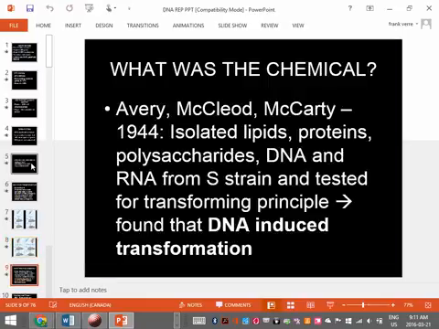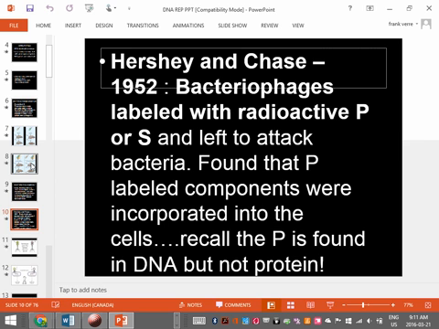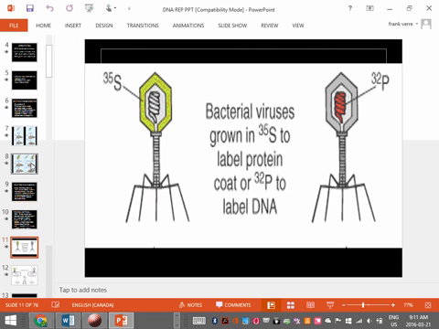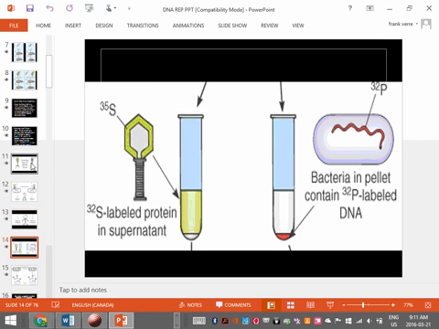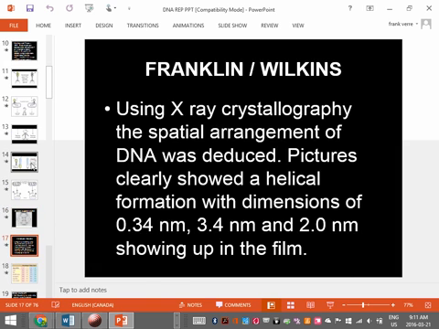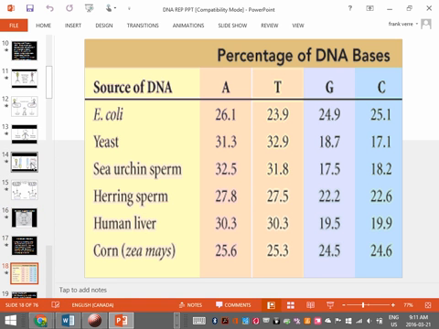So in this PowerPoint, there's a whole bunch of other experiments that talk about looking for this molecule of heredity. So again, I'll leave it up to you to look at that, and we will go over it if you need to go over it. Like, there's the Hershey and Chase experiment, where they looked at viruses. I will leave it to you to look at, okay?